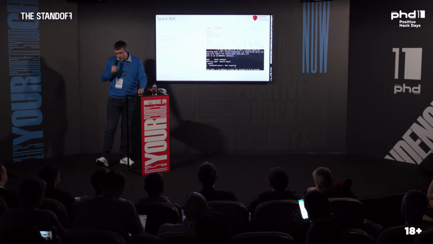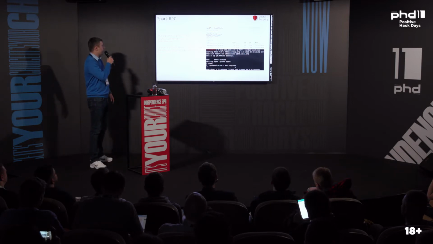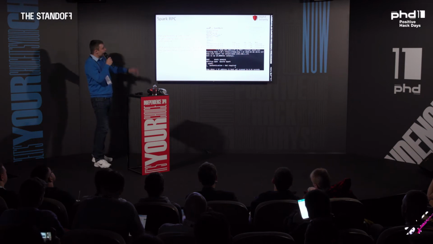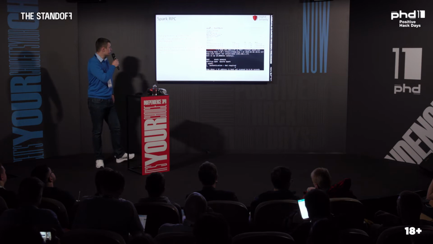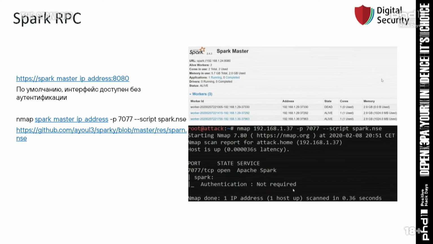So Spark has a remote procedure call protocol. We have a web interface, same as for all Hadoop tools, on 8080, accessible without authentication, and it allows you to get preliminary data on what cluster is in front of you. And we see here some info regarding the workers, active workers, inactive workers, resources, memory, stuff like that.